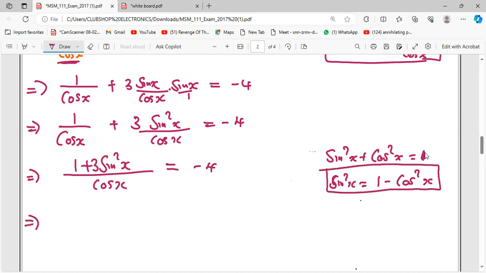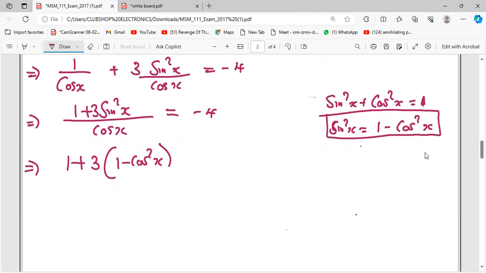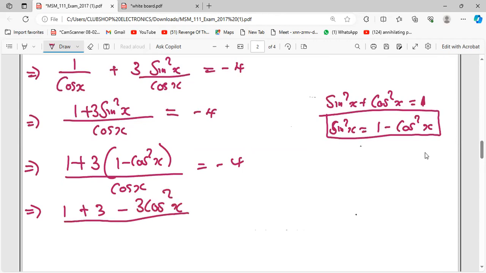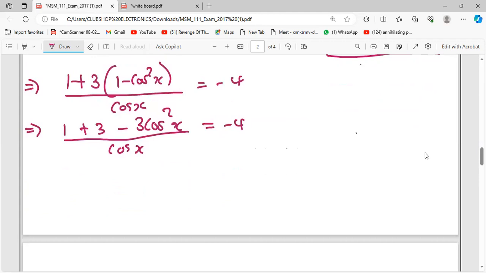All right. So we have 1 plus 3, open bracket, 1 minus cos squared x, and this is divided by cos x, and the answer is negative 4. So when we distribute, we have 3 minus 3 cos squared x, everything divided by cos x, equal to negative 4.